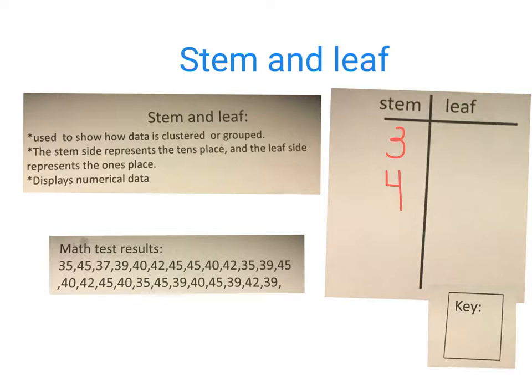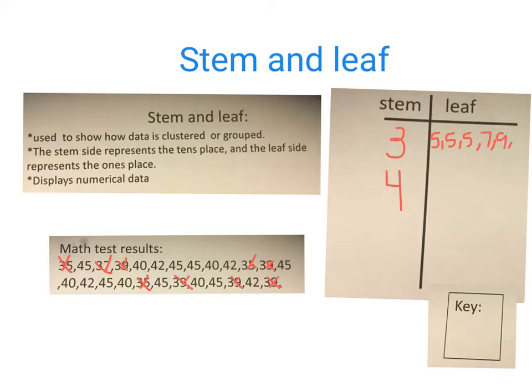Okay, so I'm going to list all of the ones spots in order from least to greatest. I can see that I have 1, 2, 3 35s. So that would mean 5, 5, 5. Okay, I have 1 37. So that's a 7. And I have 1, 2, 3, 4, 5 39s.